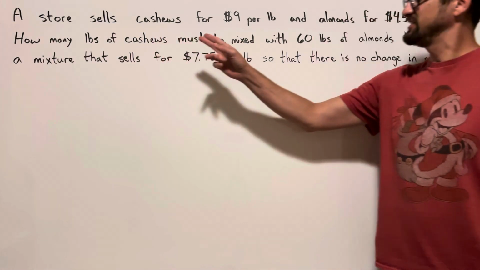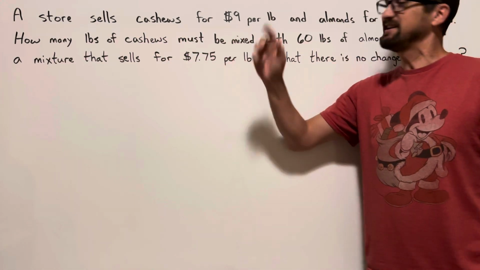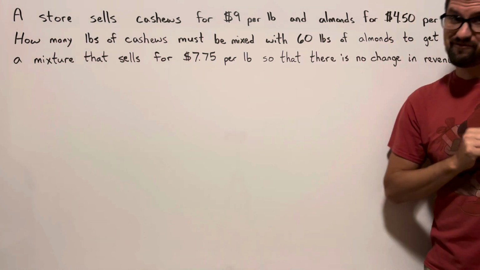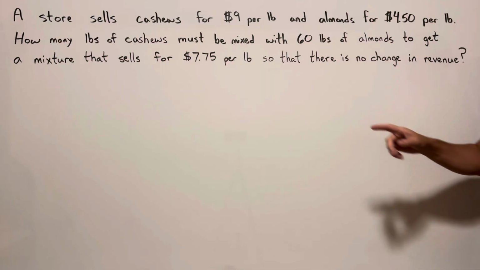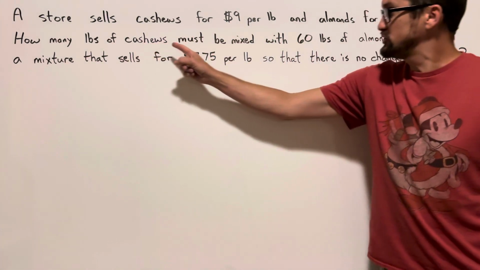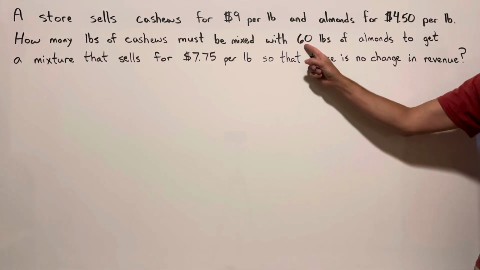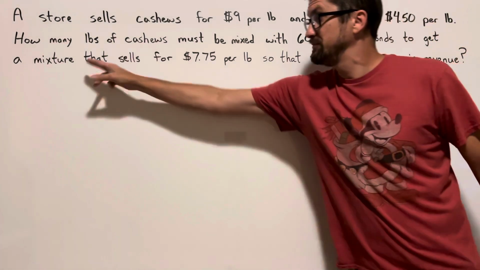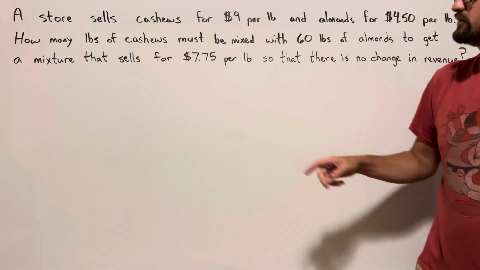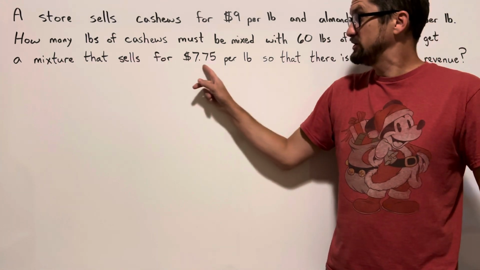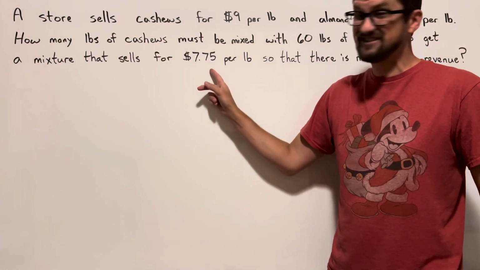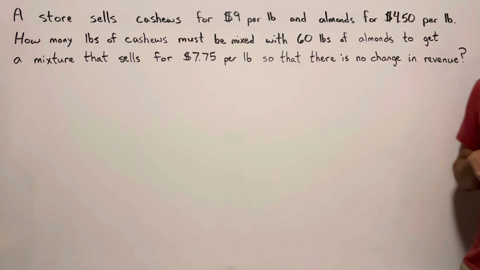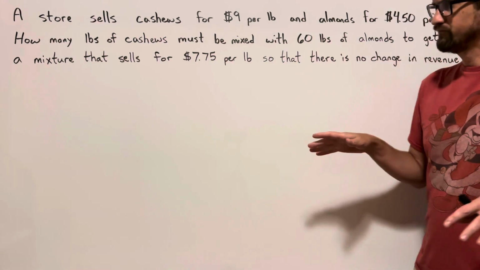A store sells cashews for $9 per pound and almonds for $4.50 per pound. How many pounds of cashews must be mixed with 60 pounds of almonds to get a mixture? So we're mixing the almonds and the cashews together, and that mixture is going to sell for $7.75 per pound, so that there's no change in revenue. So there's going to be no change in revenue.